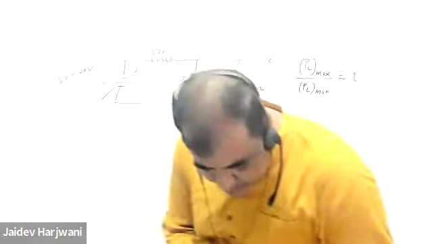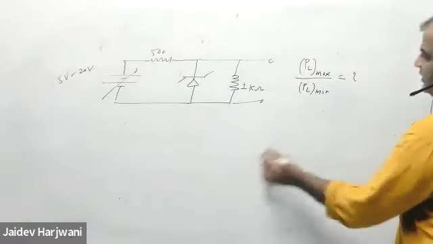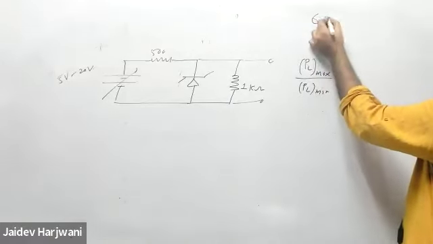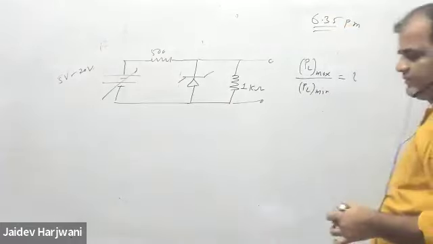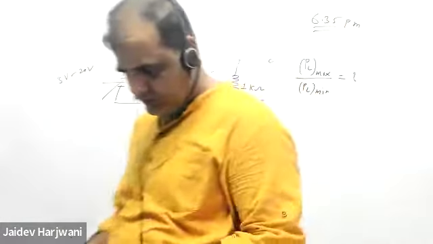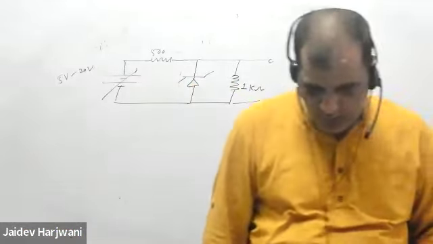I'm giving you a break of 5 minutes. Now this is 6:30. I'll come back at 6:35. Okay. Take the break and solve this problem. Value of RS is 500 ohm. Yes, 500 ohm.